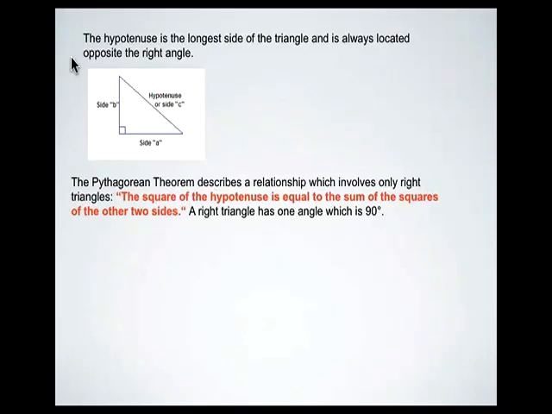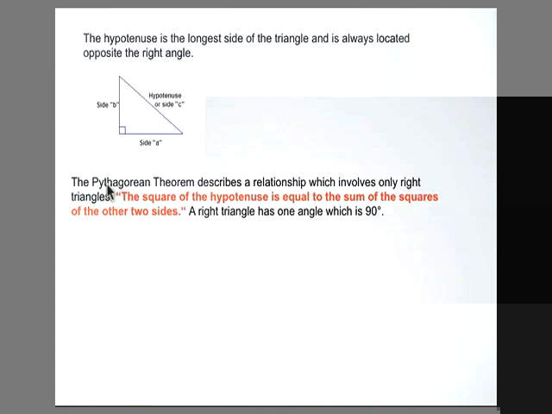So as a summary from the activity, the Pythagorean theorem is a relationship which only involves right triangles. In other words, triangles that have a 90-degree angle. And the relationship is the square of the hypotenuse, which in this case is c squared, is equal to the sum of the squares of the other two sides. So we can write this one of two ways. We can write it as a squared plus b squared equals c squared, which we saw in the activity, or we can write this the other way around, which is c squared equals a squared plus b squared.